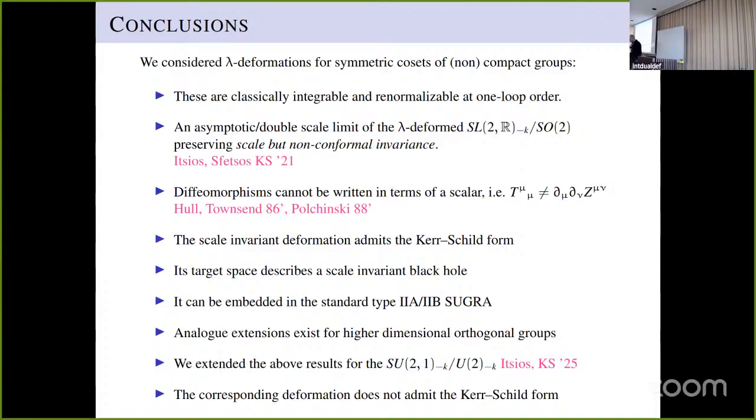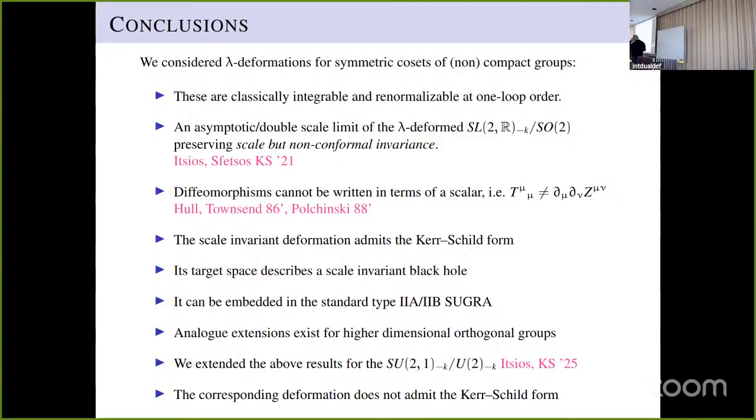Instead of checking that, just going with the works of Hull and Townsend, we go and find what the diffeomorphisms are. Since the diffeomorphism cannot be written in terms of a scalar, this theory preserves scale but non-conformal invariance. The scale invariant deformation for the orthogonal cases admits the Kerr-Schild form. The target space-time of this case describes a scale invariant black hole.